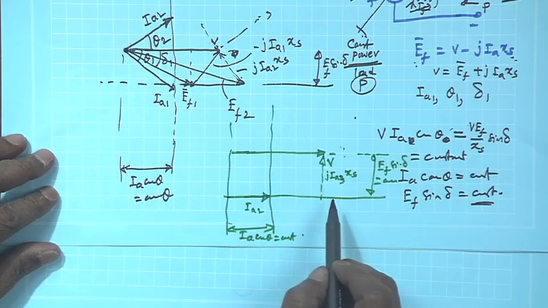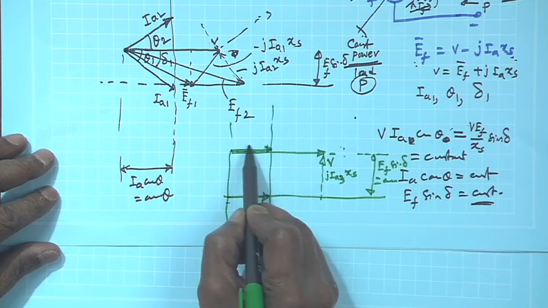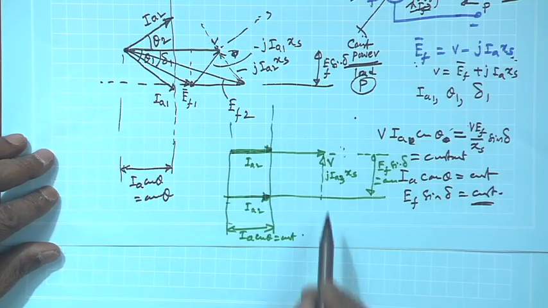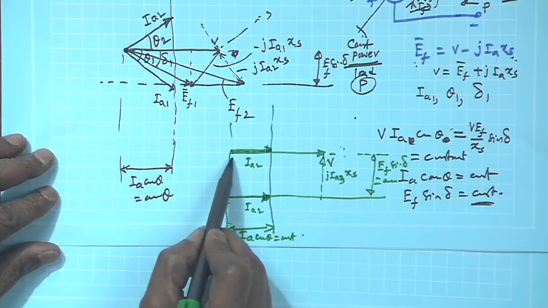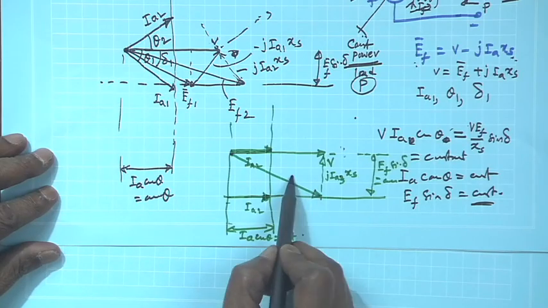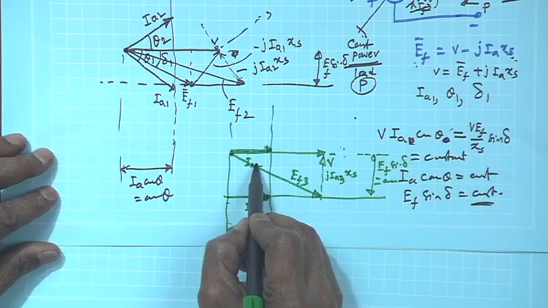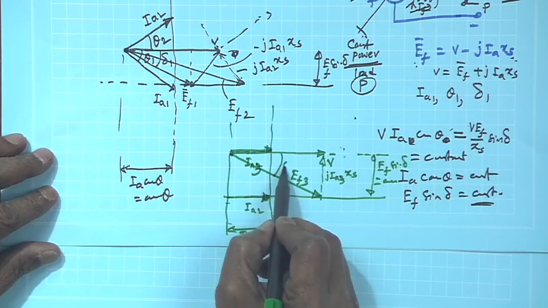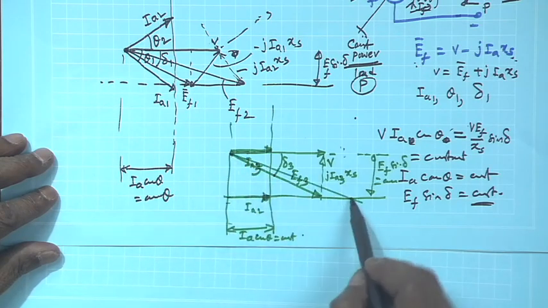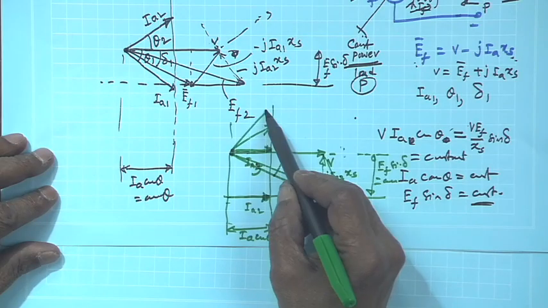sorry, I_A2 will be here, correctly drawn, but anyway it is unity power factor V_A2, and your excitation voltage will be E_f3 plus jI_A3 X_s is I_A3, and this is delta 3. Increase the excitation further, it will be like this, and your I_A2 will be this.